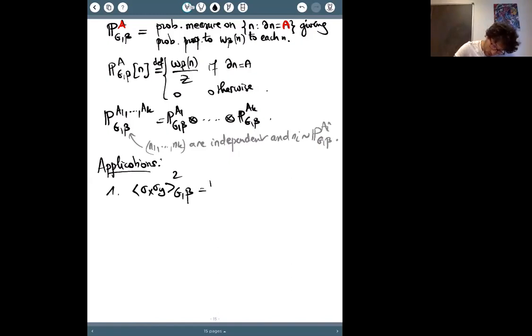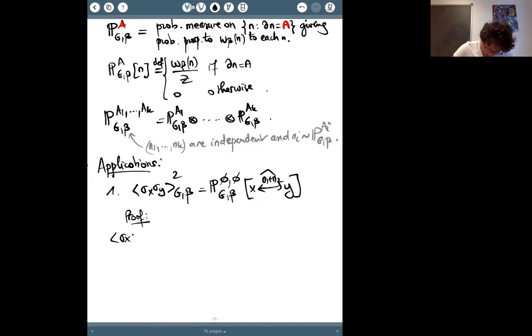Well, I claim that this is a probability for this measure that X is connected to Y in N1 plus N2 hat. So we didn't manage to write the spin-spin correlation as a probability, but we did manage to write the square of it as a probability. So proof, let's look at sigma X, sigma Y squared G beta. This is Z G beta XY squared divided by Z of G beta empty set squared, right? This is the definition.